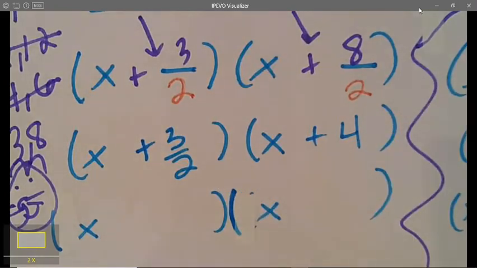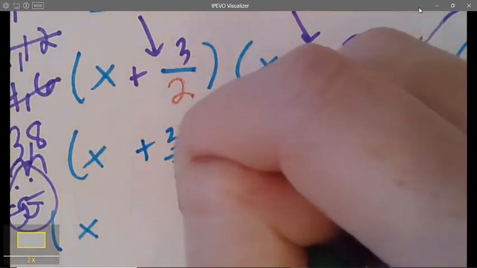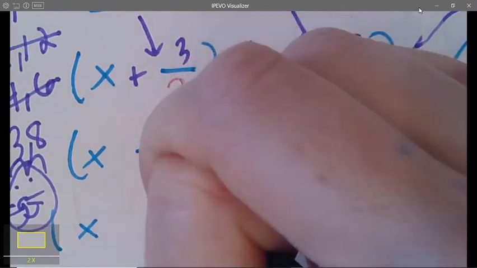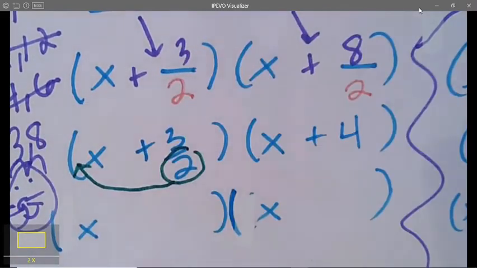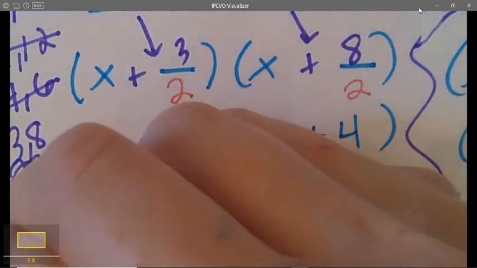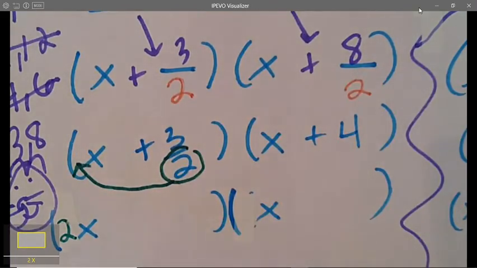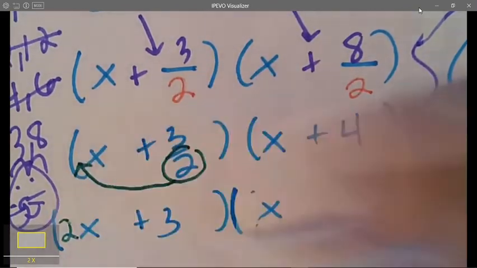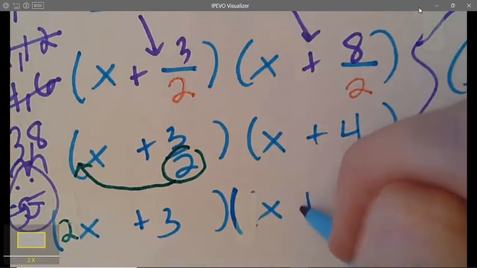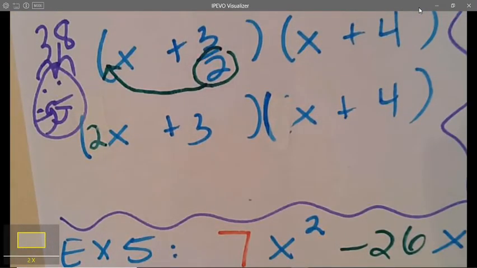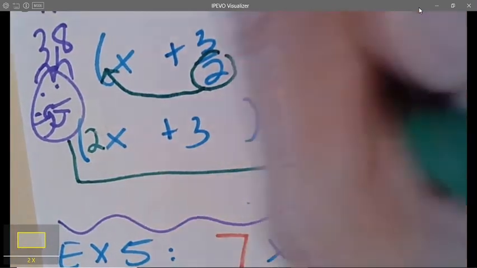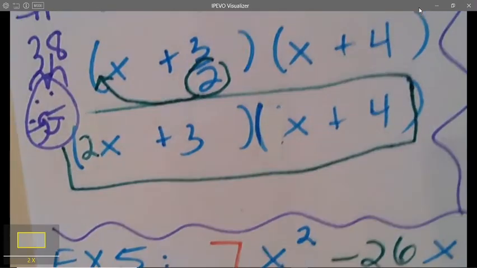So remember, if you ever end up with a fraction, I'm just going to take the denominator and slide that in front of my x. So down here, this would be 2x. And then I just bring down my numerator, so plus 3. And I'm just going to bring on down my plus 4 because it's not a fraction. And guess what, you guys? That would be my final answer. So 2x plus 3 times x plus 4. Nice job.